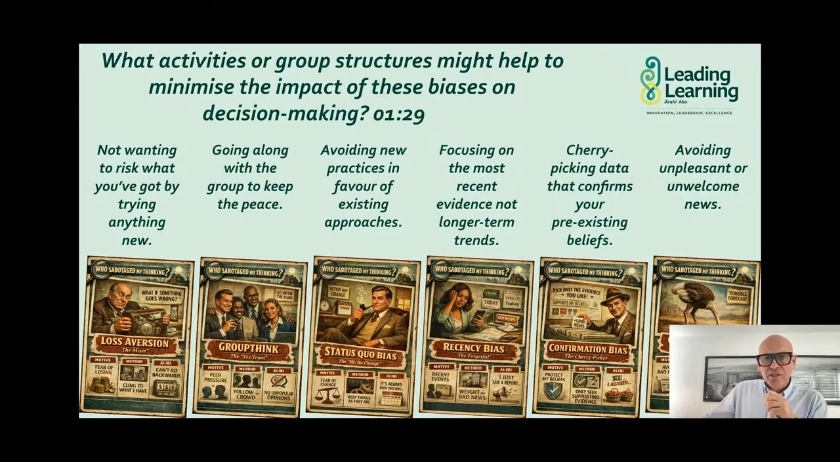What are some activities or group structures, things you might do in a collaborative inquiry group or within your own teaching as inquiry process, spirals of inquiry, whatever it is that you use to mitigate the impact of those biases? Let's just go for 30 seconds.